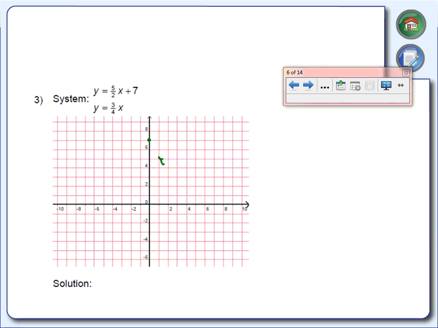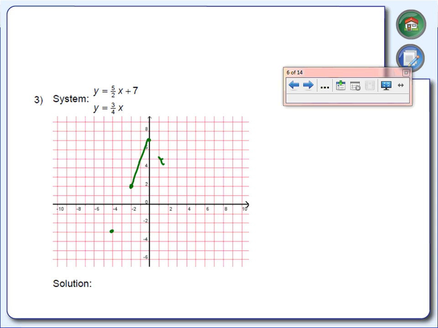Alright, so there's your starting point, positive 7. Now what? Do you have enough room to go up 5 and over 2? No, that's right. So you're going to have to reverse it. Go down 5, 2 to the left. There you go. Keep going. Down 5, 2 to the left. You have enough room for one more? No? All right. Well, then connect those 3 dots for me.